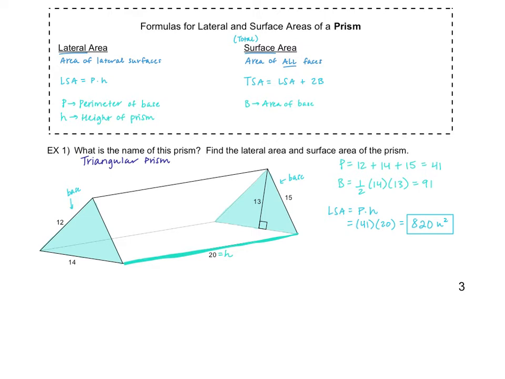So put that in our calculator, we get 820, and keep in mind, this is area, right? Lateral surface area. It's basically the area without the bases, so we want to label that as units squared, so I have 820 units squared.